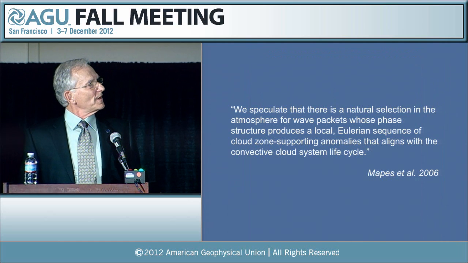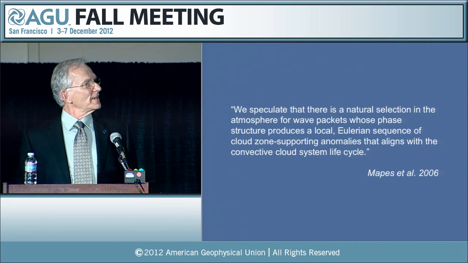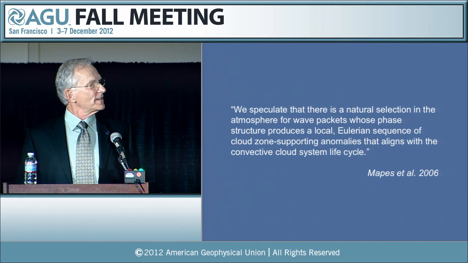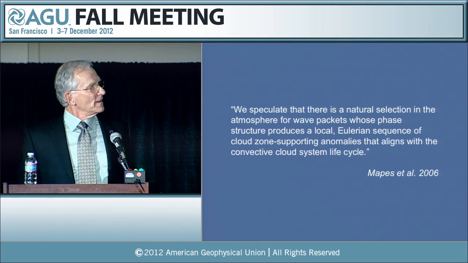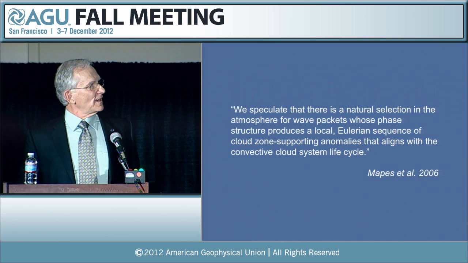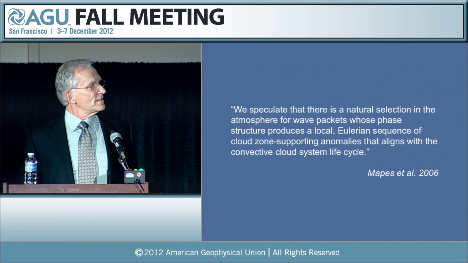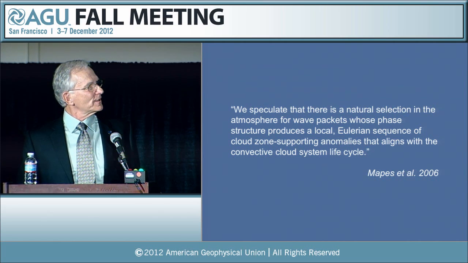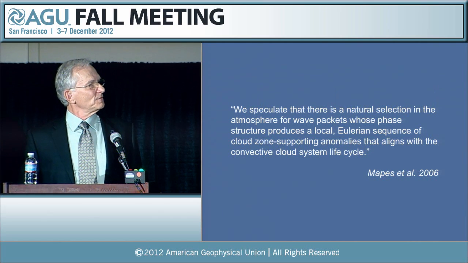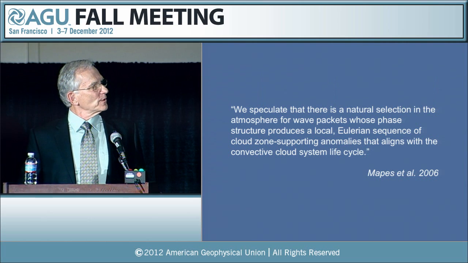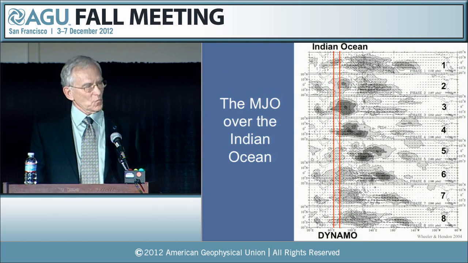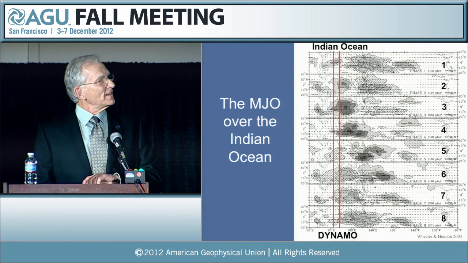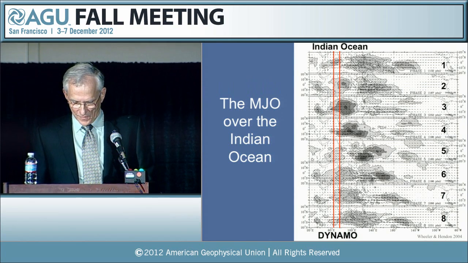Since my words are probably awkward, I thought he had a nice way of saying it. He's speculating, it's a hypothesis, that there's a natural selection in the atmosphere for wave packets whose phase structures produce a local Eulerian sequence of cloud zones supporting anomalies that aligns with the convective system life cycle. Anyway, just thought they were nice words. Whether that's right or not, we'll see eventually, but it's kind of guided the way we've approached the problem.